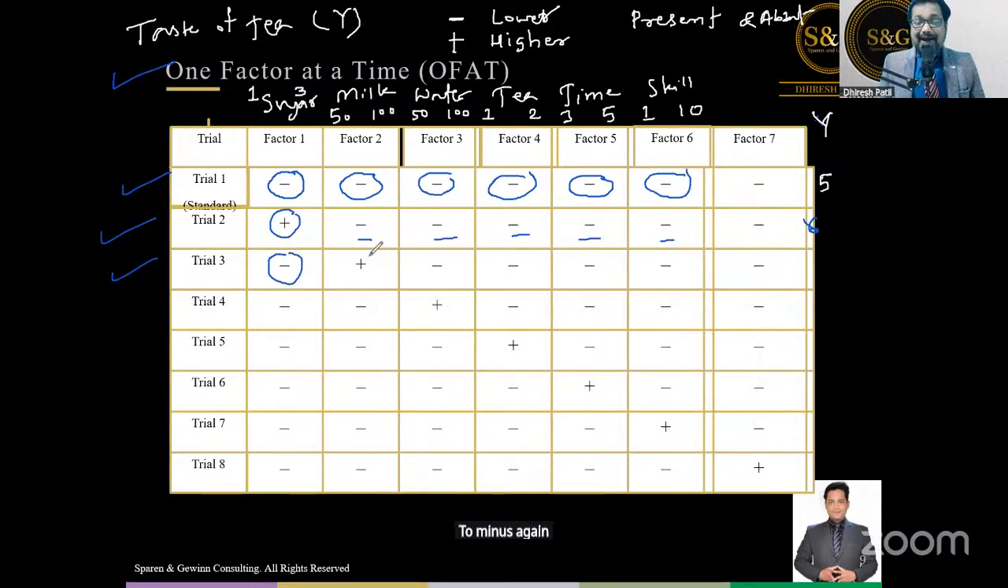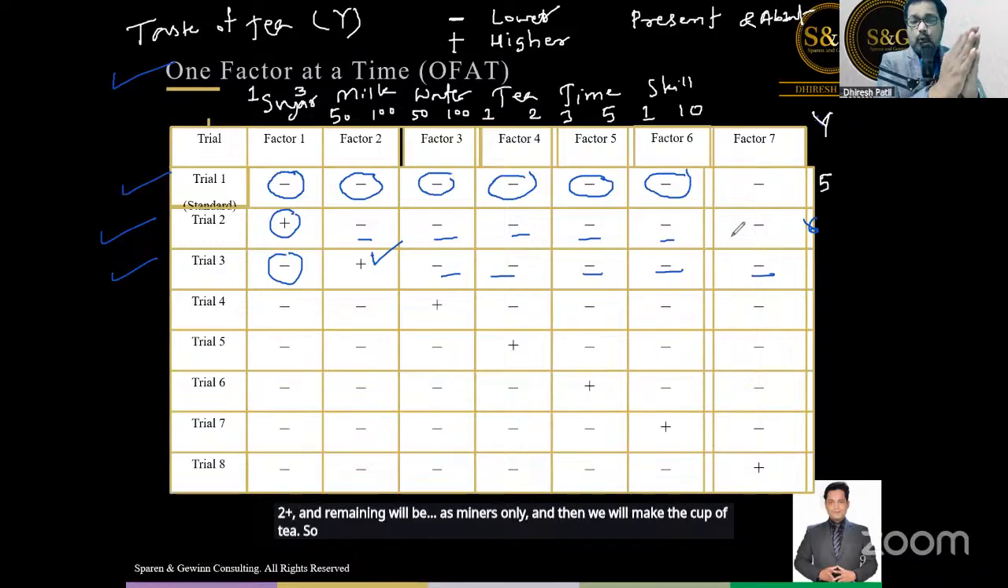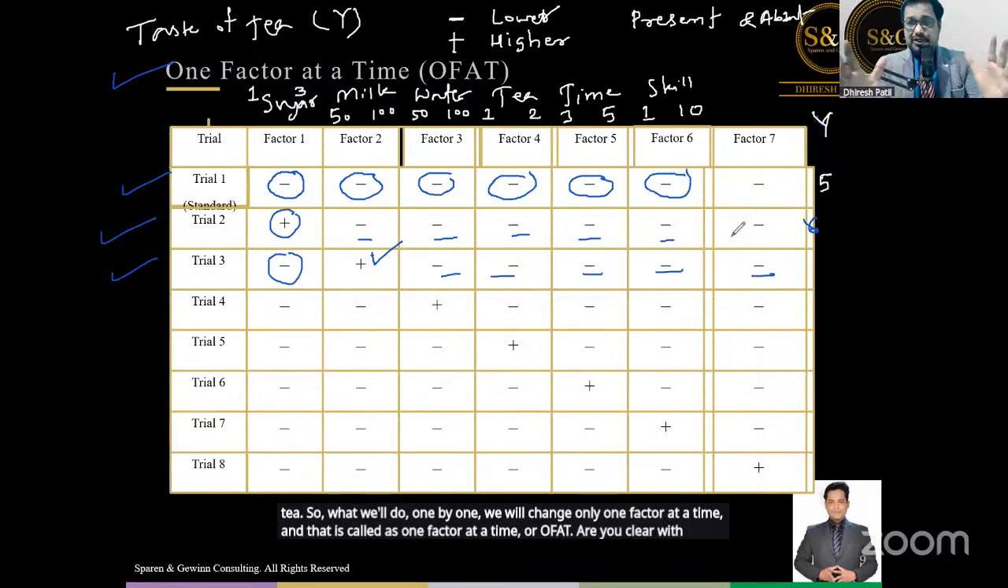This time the factor 2 we will change to plus, and remaining will be as minus only, and then we will make the cup of tea. And so what we'll do, one by one we will change only 1 factor at a time, and that is called as 1 factor at a time, or OFAT. Are you clear with this strategy? Just type yes in the chat box.